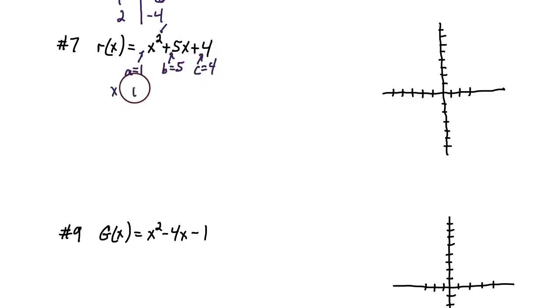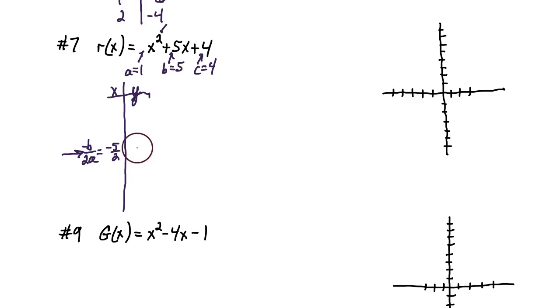Let's make an xy table. It's not really called y, it's called r of x, but you get the idea. Now in the middle row, we're going to do our vertex. And we're going to use the formula negative b over 2a to get this number for x. So this is going to be negative 5 over 2 times 1. That's negative 5/2.